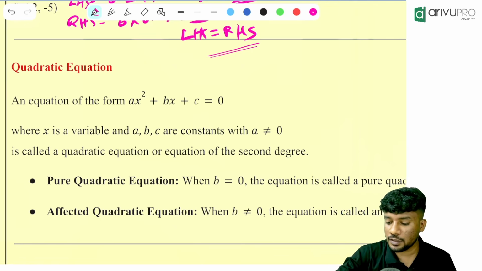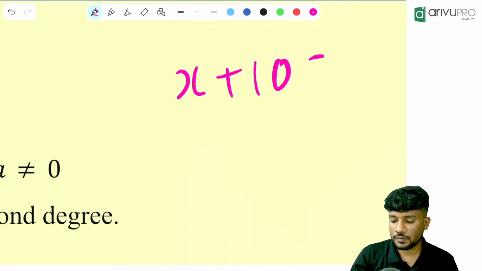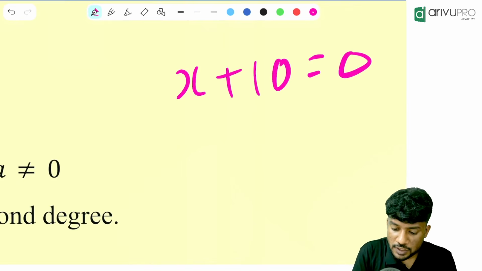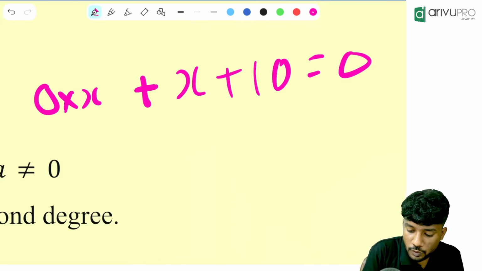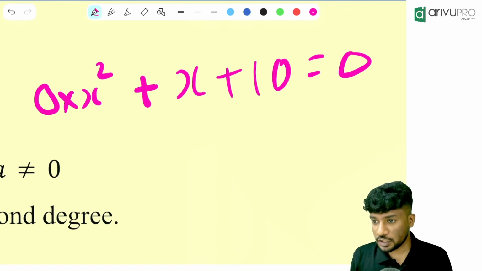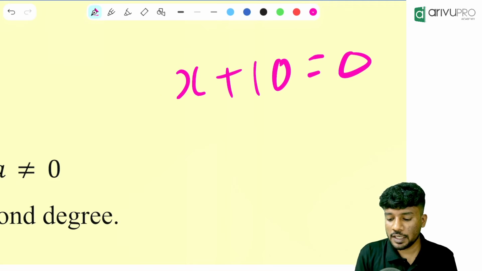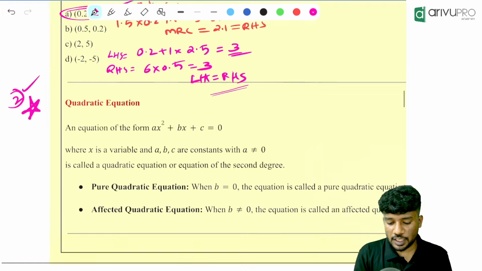For example, what type of equation is this? Linear equation in one variable. Now I will say, oh, it is not like this, sir. It is like 0 into x square is also there. Is it a quadratic equation? No, this one is anyway 0. So it's always a linear equation if the highest power is 1. So keep it in your mind.